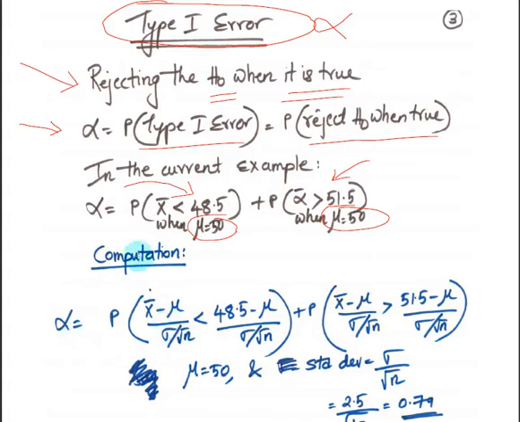So alpha is nothing but, and once again we can standardize this expression. So x bar minus mu divided by sigma over root n. Remember from the previous chapter on confidence interval testing, this is how you would standardize the normal distribution. So x bar minus mu over sigma over root n is less than 48.5 minus mu divided by sigma over square root of n. Let's say it's been given to us that your mu is 50, and let's say sigma is given to be 2.5, and let's say we have 10 samples, and we can compute sigma over square root of n to be 0.79.